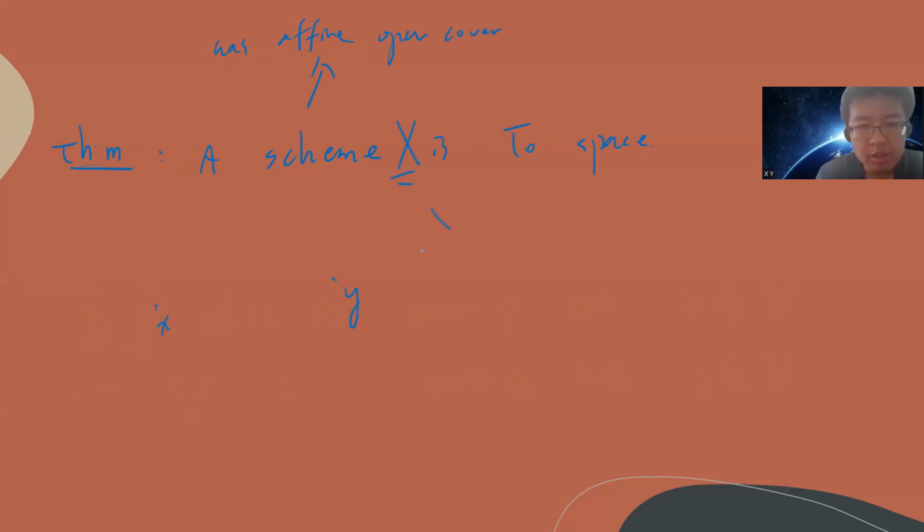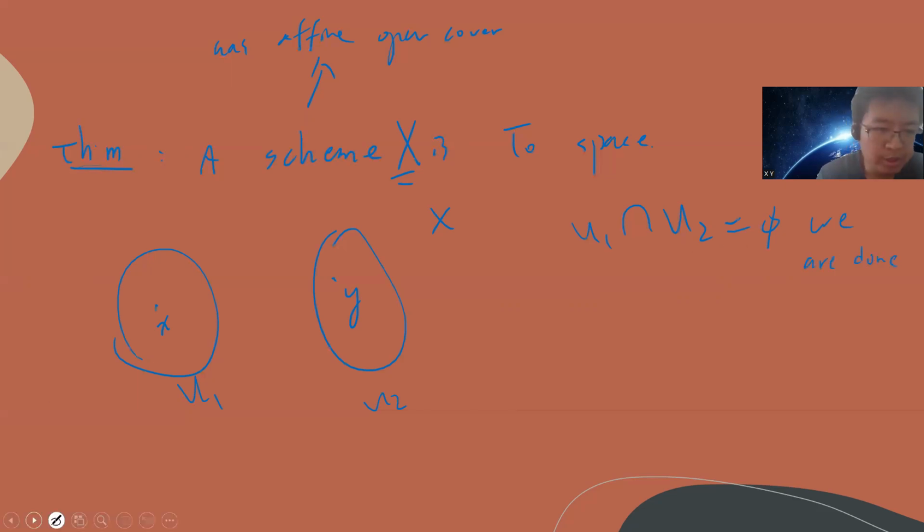The next one is very simple because we already have the result: a general scheme is a T0 space. The idea is almost trivial, because we know that a scheme has an affine open cover. If you take x and y in X, and X has an affine open cover, say U1 and U2, then if they are empty we are done, because they are already separated.